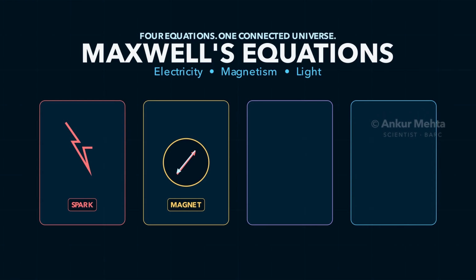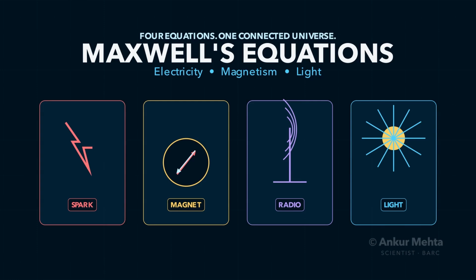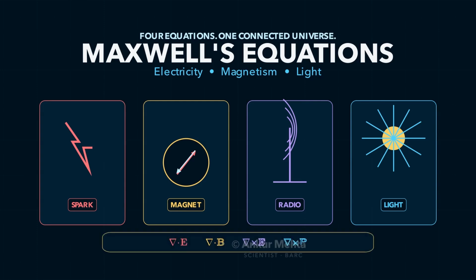James Clerk Maxwell captured that system in four equations. They explain how charge creates electric fields, why magnetic field lines never end, how changing magnetism creates electricity, and how changing electricity creates magnetism. Most remarkably, the equations predict a self-propagating wave. When its speed is calculated, the answer is the speed of light. In this lesson, we will build that connection visually, one idea at a time.